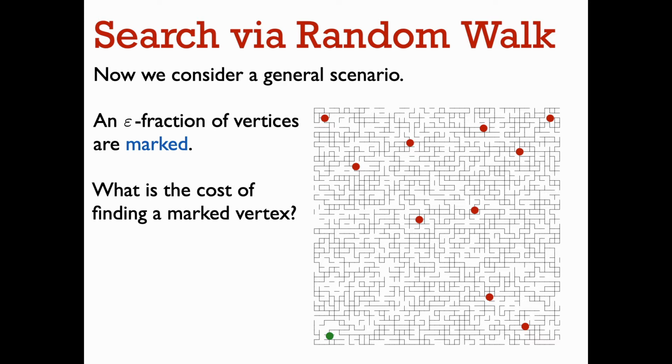You can think of the red dots as being the locations of treasure in the maze, and that all of the red dots have exactly the same treasure. So we want to find one of the red dots, but we don't care which one. I will refer to these locations of treasure as marked vertices. We will consider the situation where an epsilon fraction of the vertices are marked. How many steps do we have to do our random walk to find a marked vertex in this setting?